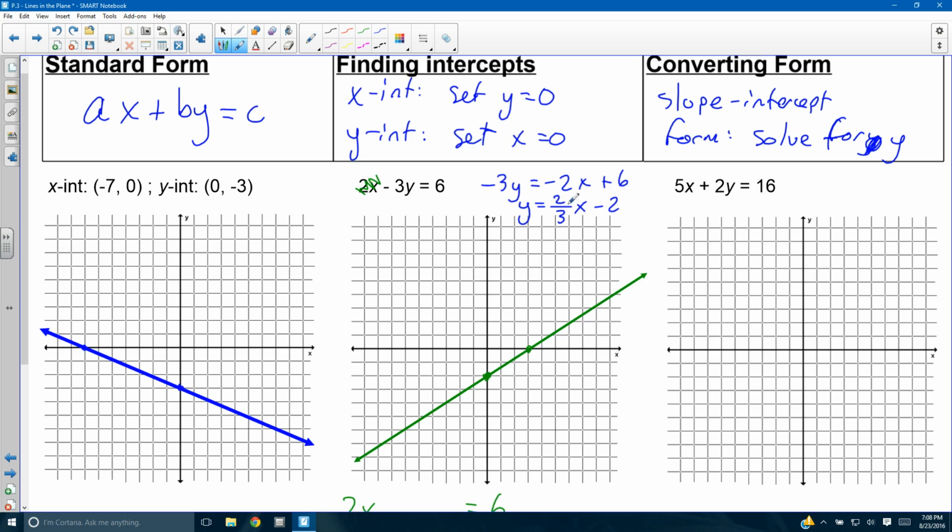Speaking of which, here's slope-intercept form. Start at 0, -2, go up 2 over 3. Yeah, it looks like this matches.